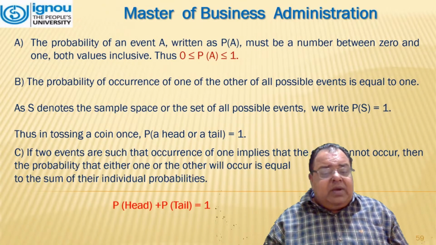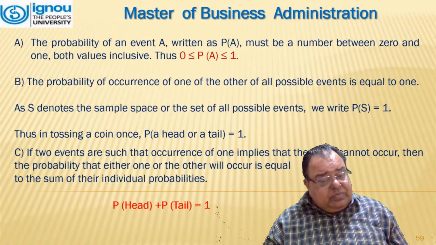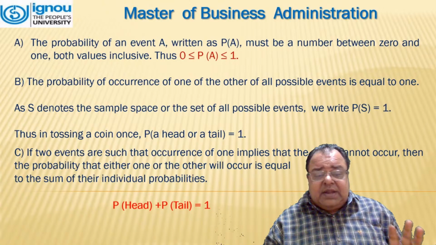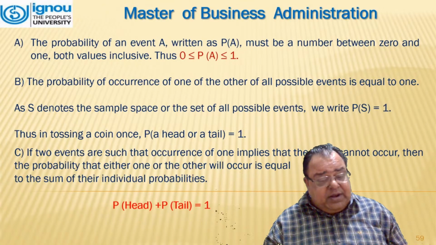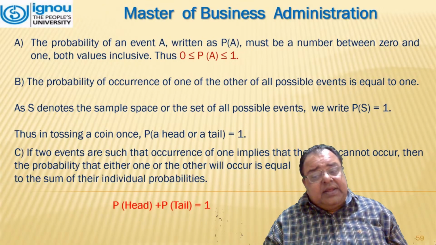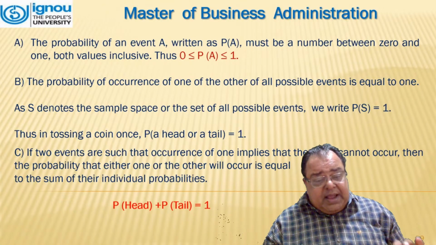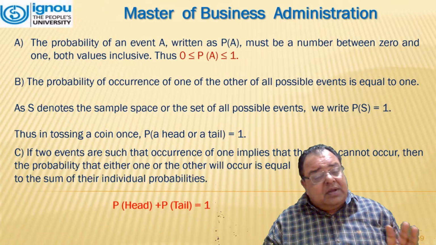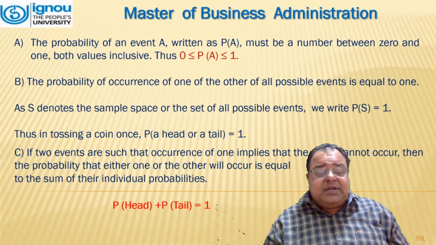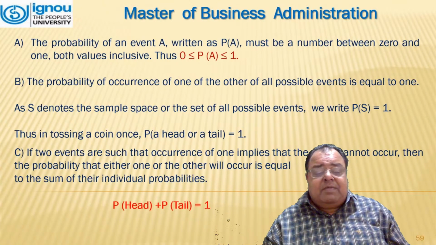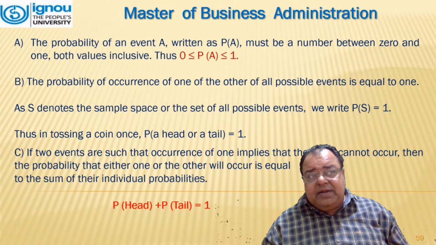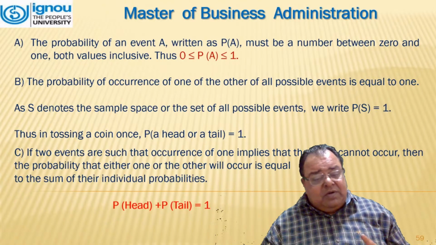In tossing a coin once, getting a head or a tail has probability 1. If two events are such that occurrence of one implies that the other cannot occur, then the probability that either one or both will occur is equal to the sum of their individual probabilities, probability of head and probability of tail. The summation of these will be equal to 1.